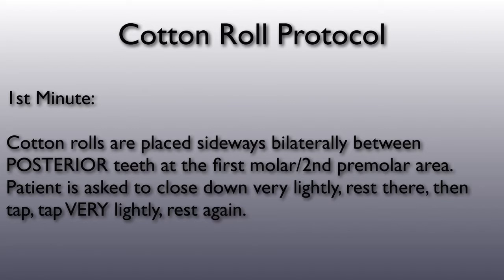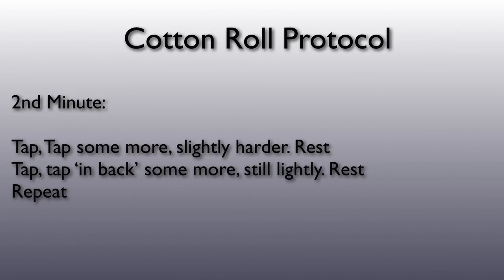In the first minute, the cotton rolls are placed sideways bilaterally between posterior teeth at the first molar, second premolar area. The patient is asked to close down very lightly, rest there, then tap very lightly and rest again. Nothing more than that. In the second minute, the instructions are to tap some more, slightly harder, then rest, and then tap in back some more, still very lightly, and then rest, and then repeat that process throughout that minute.